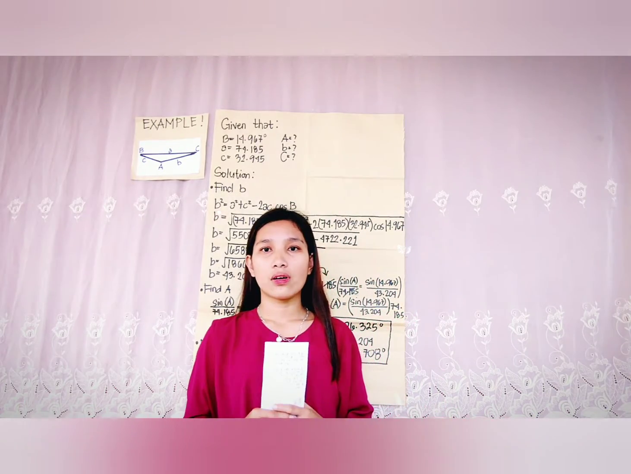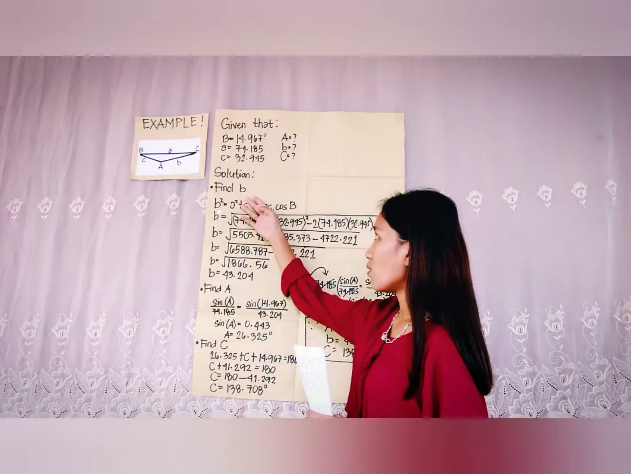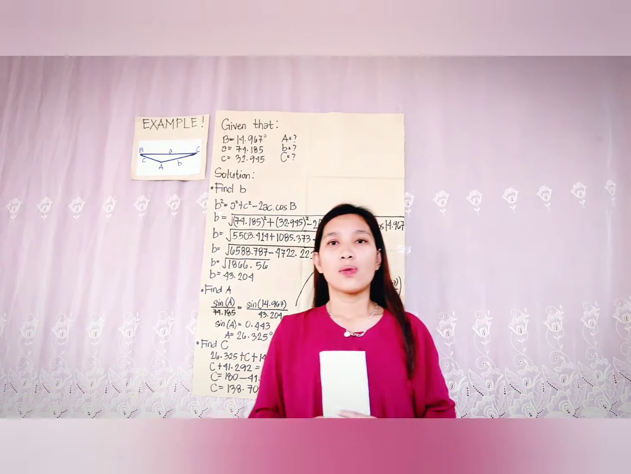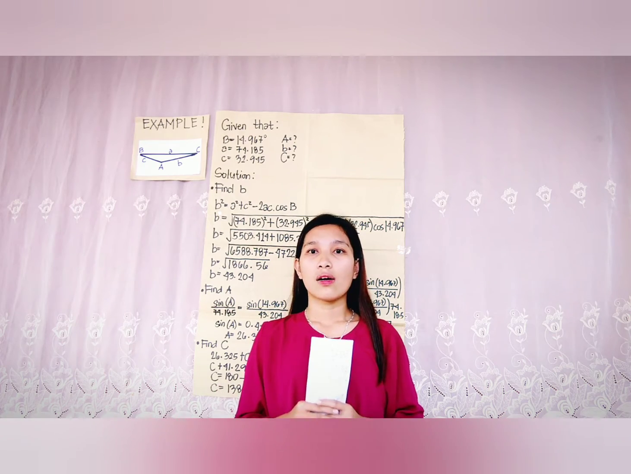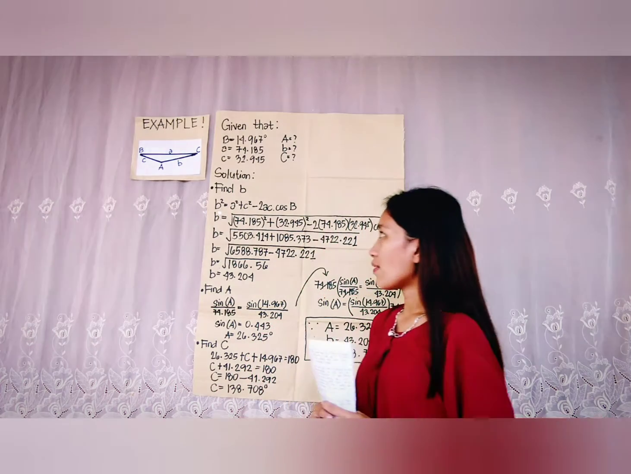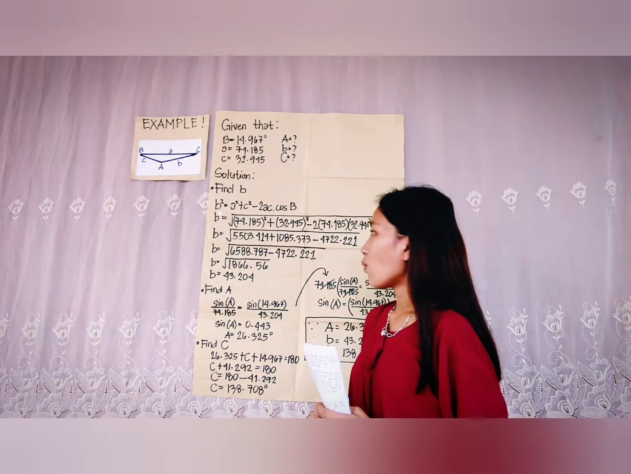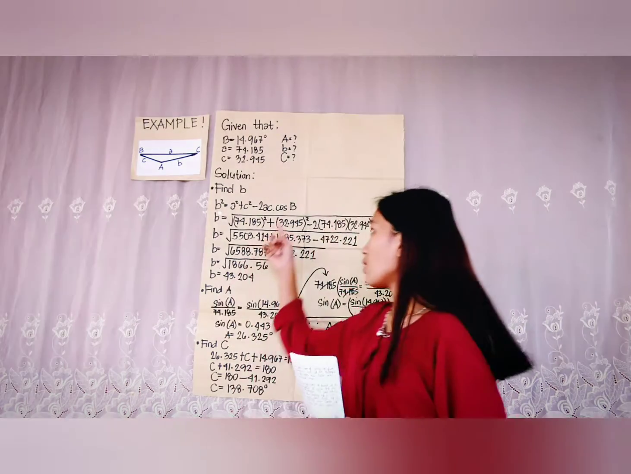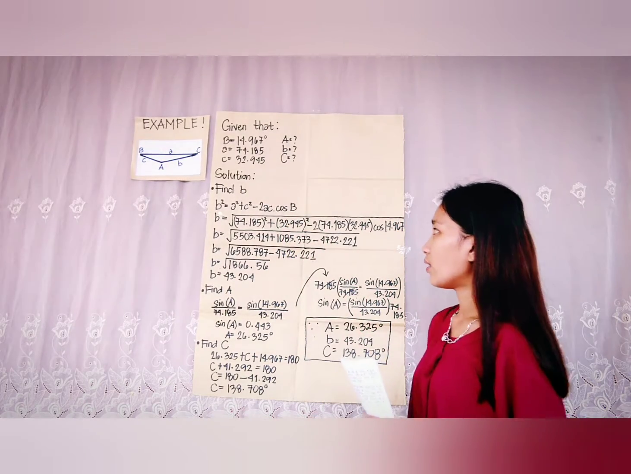We need to begin this problem by using the law of cosine. So now let's proceed to the solution. First, we should find the side b. In finding side b, we use what I said earlier in the law of cosine formula, which is b squared is equal to a squared plus c squared minus 2ac times cos B, which is the angle.